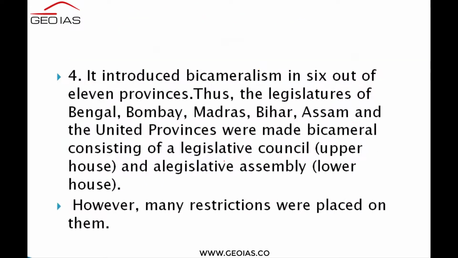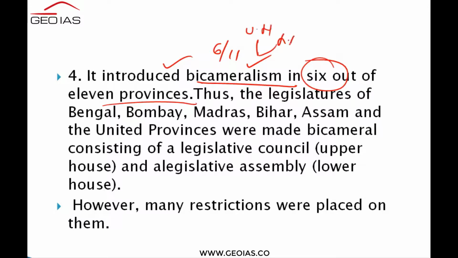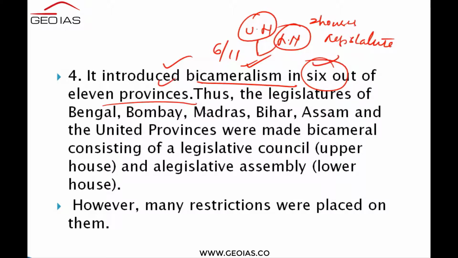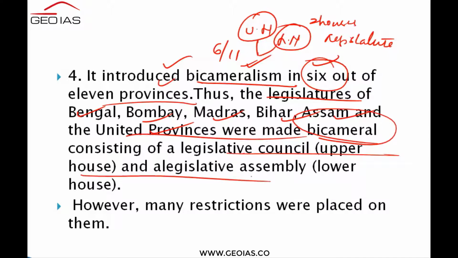And it introduced bicameralism in 6 out of 11 provinces. 6 out of 11 provinces में bicameralism को establish किया था. What is bicameralism? The presence of an upper house and a lower house is known as bicameralism. Two houses in the legislature is known as bicameralism. The legislatures of Bengal, Bombay, Madras, Bihar, Assam, and United Provinces got the bicameral legislature consisting of the upper house and a legislative assembly called the lower house.